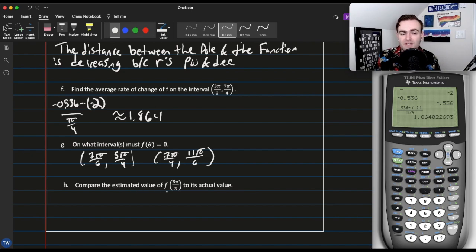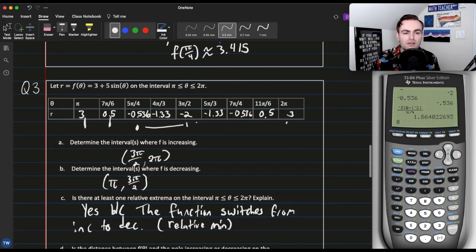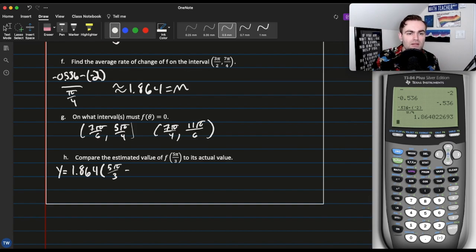So compare the estimated value of 5 pi over 3 to its actual value. So 5 pi over 3 is in this interval, so we're going to use our estimation the same way we did before. We're going to call this m. So we're going to have y is equal to 1.864, and then we're going to have 5 pi over 3 take away 3 pi over 2, since that's the one with negative 2. And then we're going to add 2 to it because we would take 2 away on the other side. If we plug this whole thing in our calculator, we should get an estimated value.